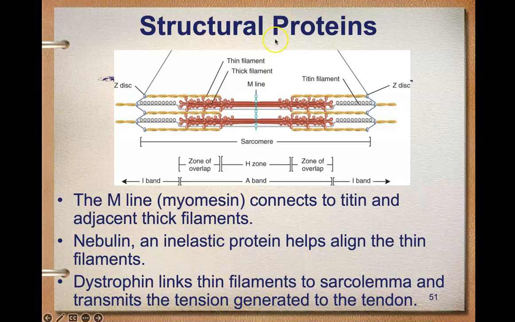And then you have on the M line here this protein called myomesin. Nice, it starts with the M, it's on the M line, right? Kind of helps you out there. It's going to help connect and hold these thick filaments in place. It's going to link these thick filaments and help maintain their alignment. So again, important, and that's what forms that M line, is this myomesin.